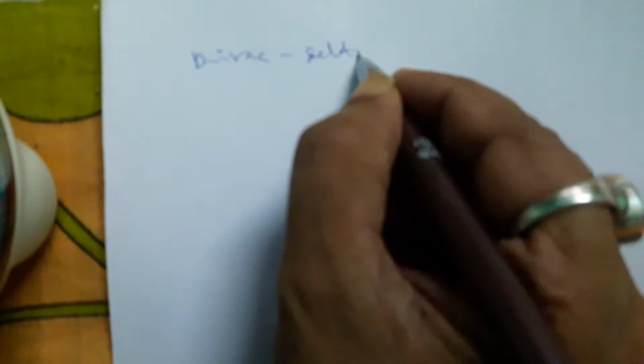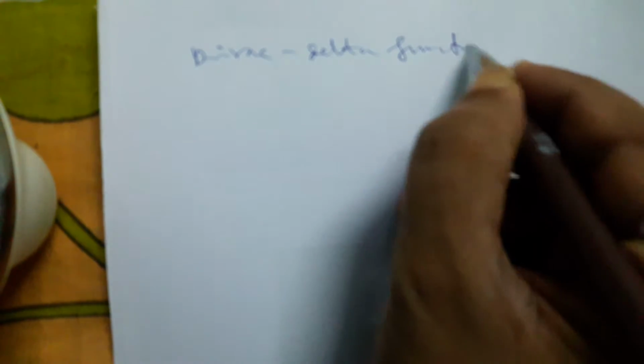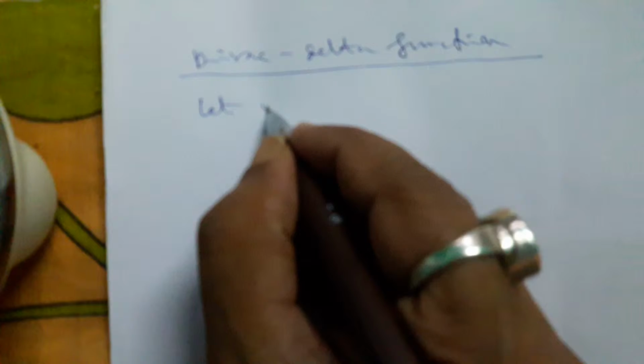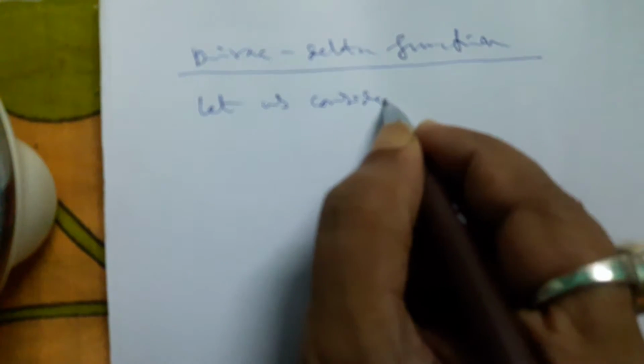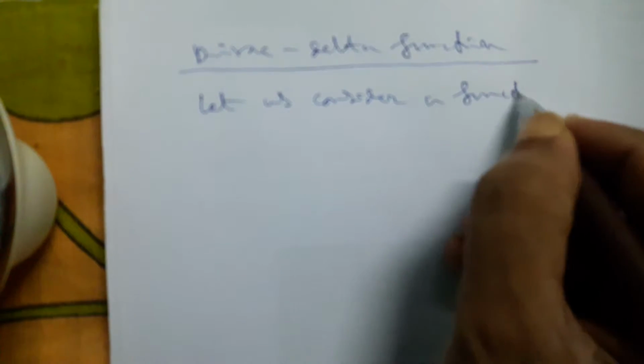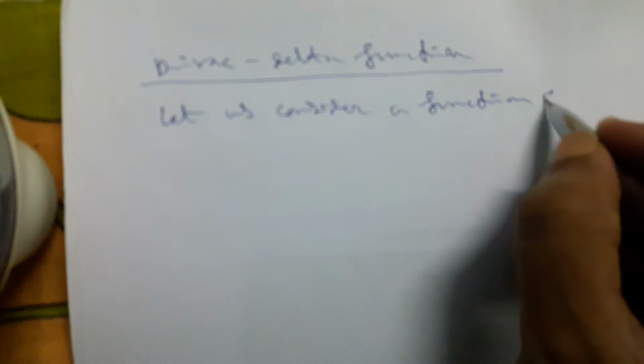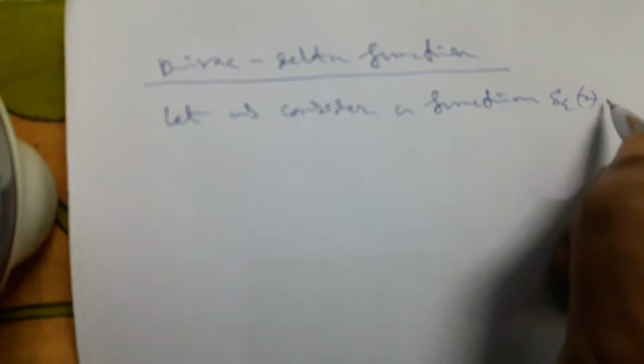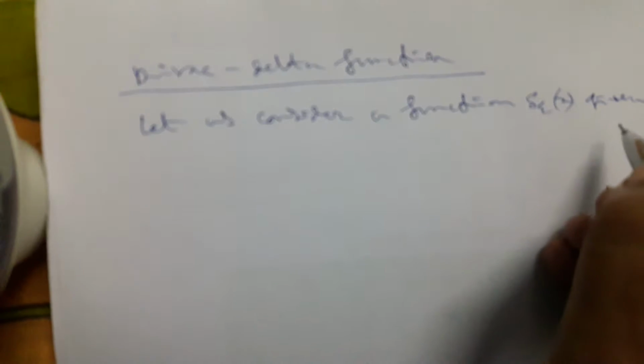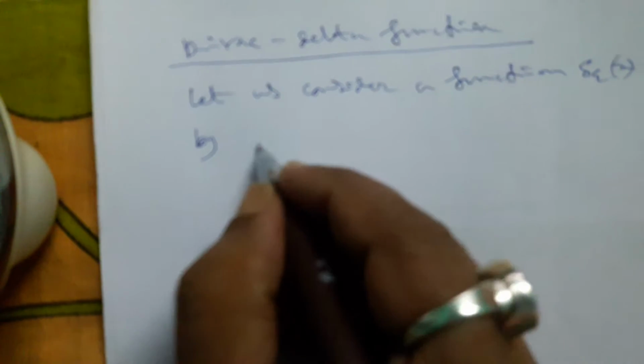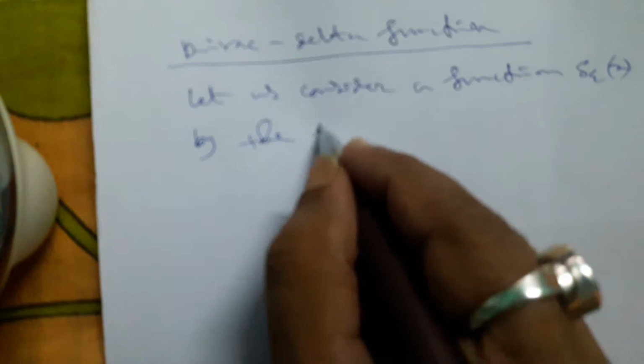To the viewers, now we discuss an important function, the Dirac-delta function. So at first, let us consider a function delta epsilon x given by the following relation.